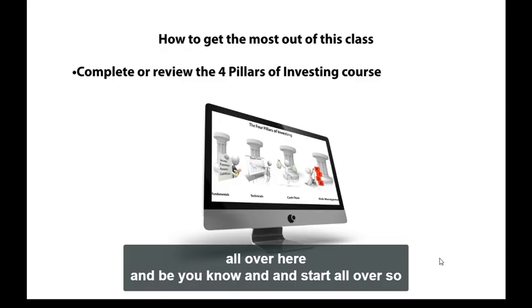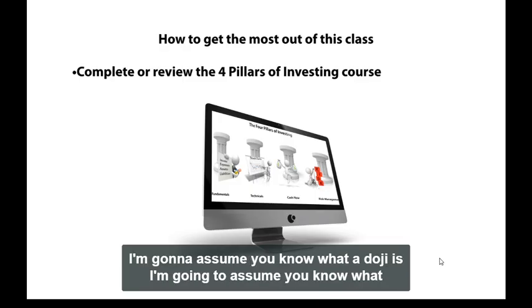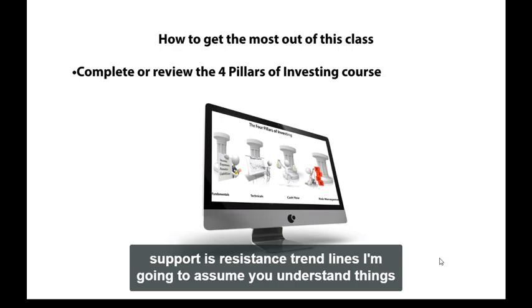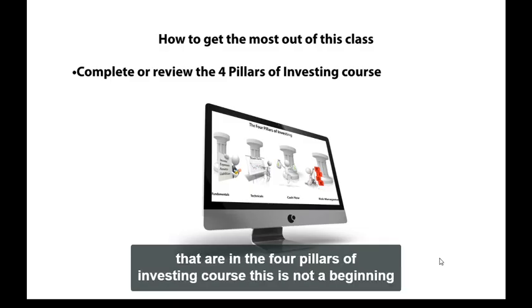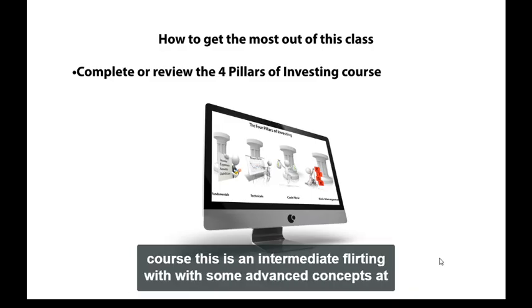And start all over. So I'm going to assume you know what a doji is. I'm going to assume you know what support is, resistance, trend lines. I'm going to assume you understand the things that are in the 4 Pillars of Investing course. This is not a beginning course. This is an intermediate course, flirting with some advanced concepts at times.